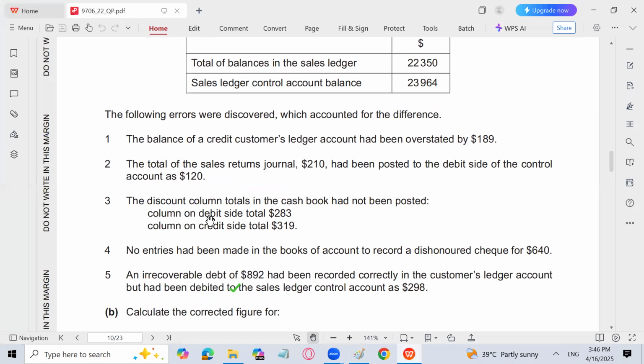The discount allowed column totals in the cash book had not been posted, right? So the discount amount is correct, but the total column has not been posted to the ledger account. In the cash book, it is correct. So if it is correct in the cash book, it means that the cash book is already correct and the total is not recorded in the control account. The total will go in the control account. Individual discounts will go in the individual ledgers. So on the debit side column, only the total will come.